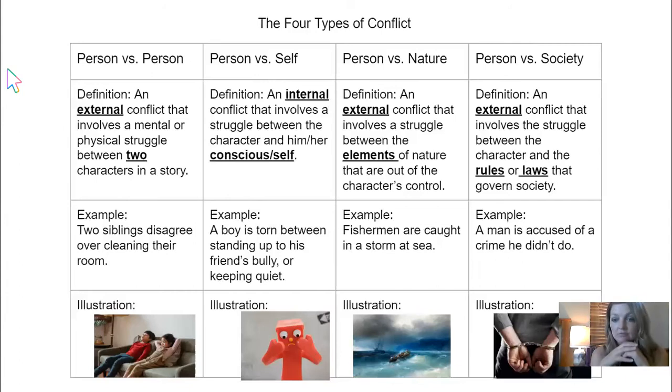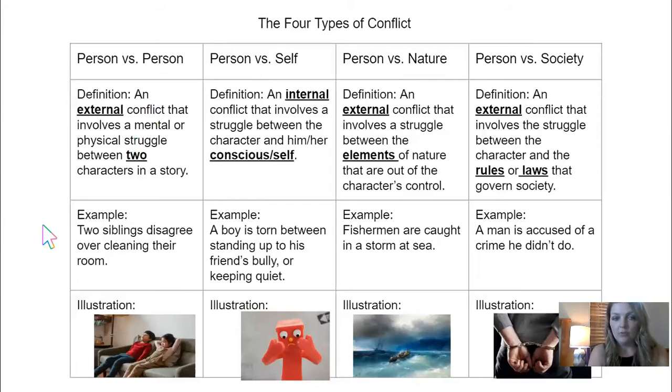Person versus person, okay? Definition would be it's an external conflict because it's not taking place inside the person. In a way it is because their feelings are involved, but it's definitely that person versus another person. So it's external conflict that involves a mental or physical struggle between 2 characters in a story. Okay, and you can write those notes down. Just feel free to fill in your chart as we go. Pause if you need to finish writing.